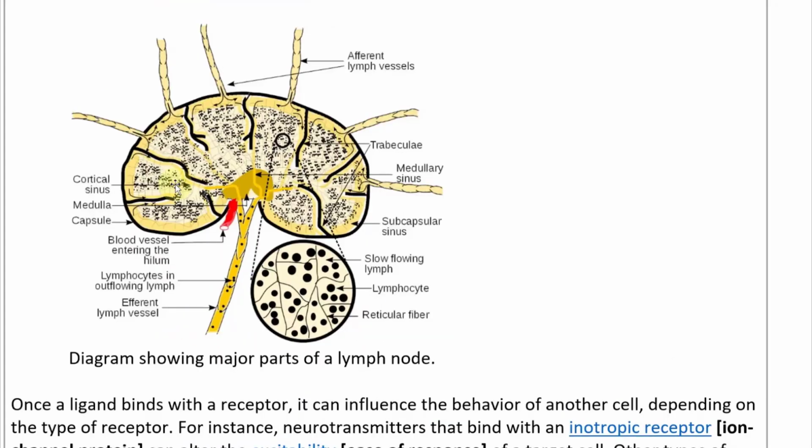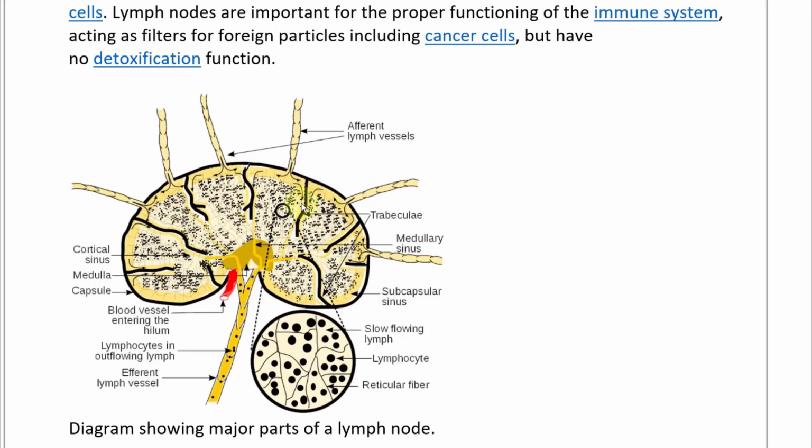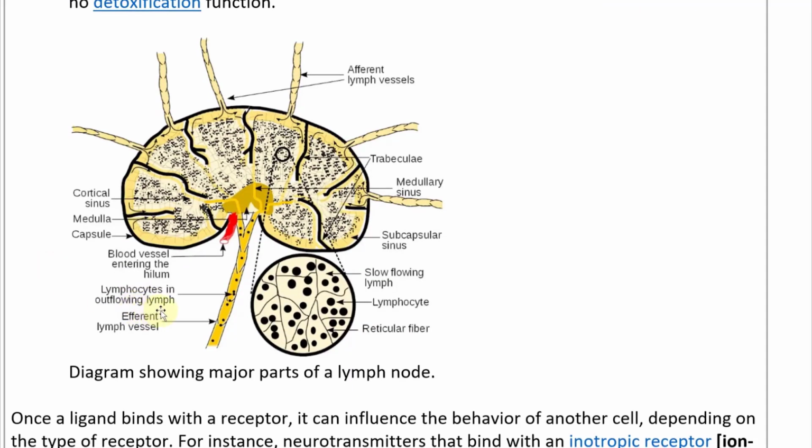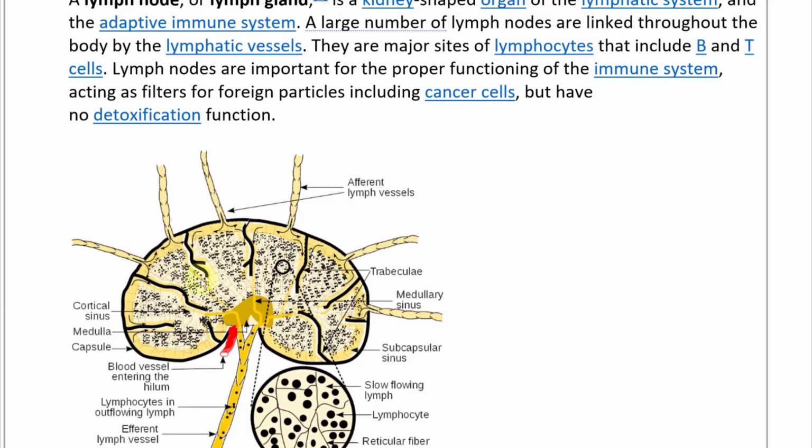Yeah, so it looks like a kidney or kidney bean, and this is just for diagram purposes. So a bunch of vessels connected here. This is a blood vessel entering here, the hilum, or actually I think that's pronounced hilum. And then lymphocytes and outflowing lymph and so on. So it goes in and out. And I just want to illustrate the zoom in of that.